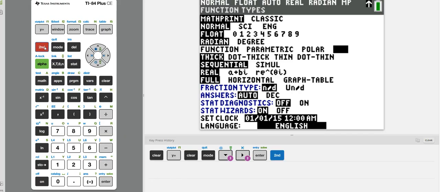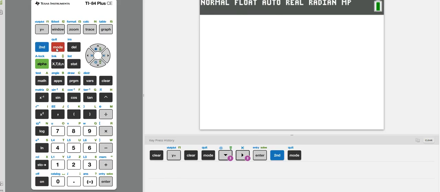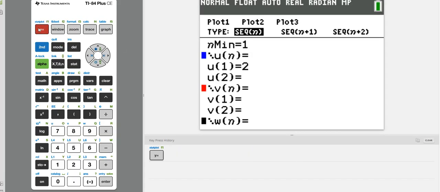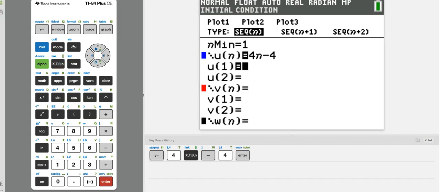I always hit the second key, then the mode key. I think you might also be able to exit out with the clear key, just not my style. Let me clear those up. When you go back into the equation editor, it looks a lot different. That's okay. Let's actually type in the sequence, or the formula for the sequence, I should say. That's going to be 4n. Notice that when you hit this key that you're used to getting an x out of, now it gives you an n. 4n minus 4. We don't have to worry about a starting value. I'm just going to delete that for good measure.